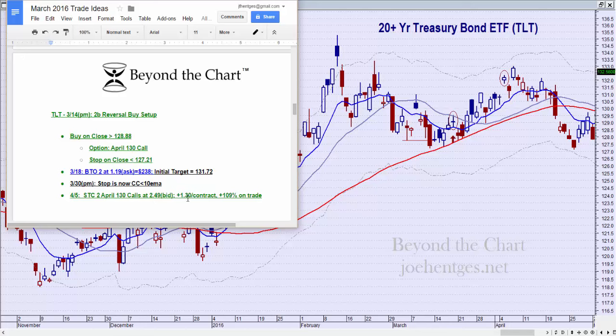So up $1.30 per contract, 109% on the trade. That worked out very nicely for us. And if you would have stayed at the party, you wouldn't have gotten a whole lot more. Maybe in 2 days you got a little bit more, and then it just started to sell back off. So that was the trade. It was a nice reversal trade setup in here.